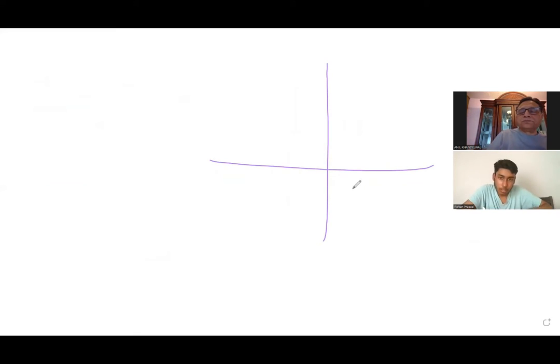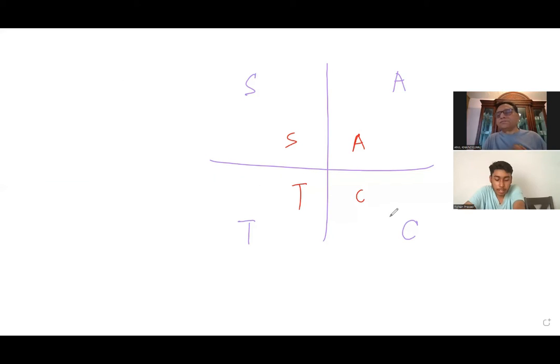What is the CAST rule? In the first quadrant, all primary trigonometric ratios are positive. In the second quadrant, only sine is positive, and tan and cosine are negative. In the third quadrant, only tan is positive, and sine and cosine are negative. And in the fourth quadrant, only cosine is positive, and sine and tan are negative.